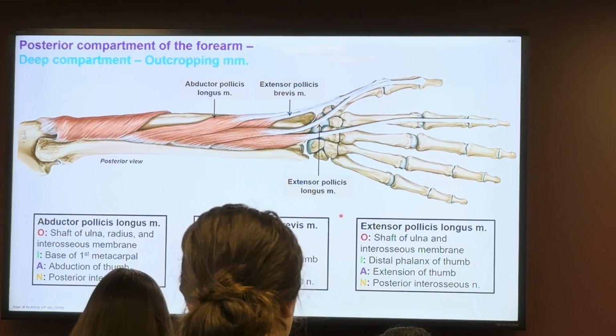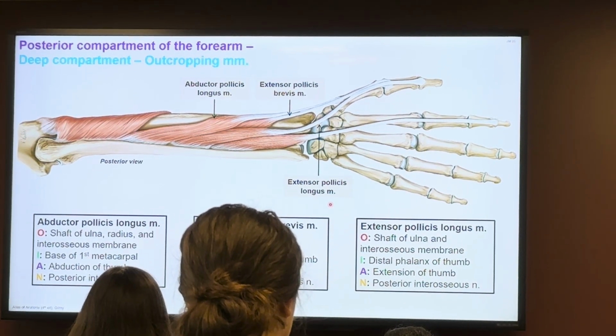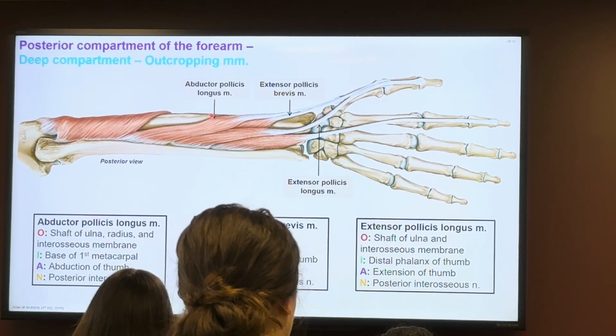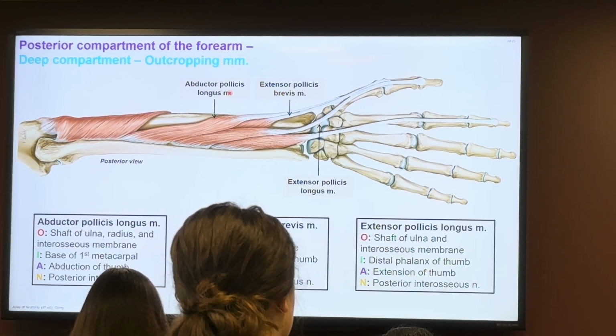All right, so now let's talk about other muscles in the deep compartment which are involved with your thumb. If I'm working my way down the radius here, the first one that I'll see is abductor pollicis longus. The abductor pollicis longus is going to be abducting the thumb. When I hear pollex, I'm thinking about the thumb. And it's very good friends with this smaller muscle.